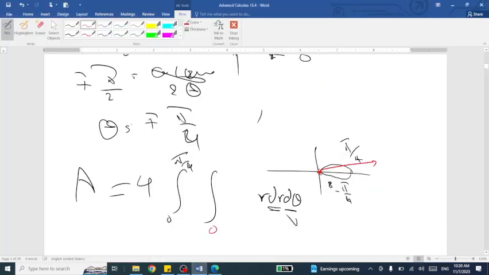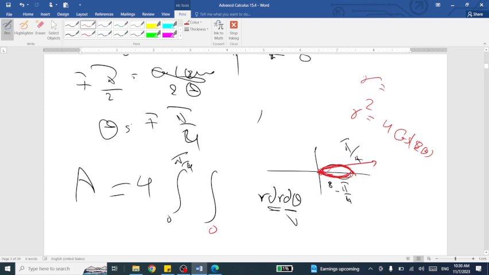From zero to pi over 4, the curve. This curve, r squared equal to 4 cosine 2 theta. Why? Our generality, r positive in this case. Clear. R equal to what?